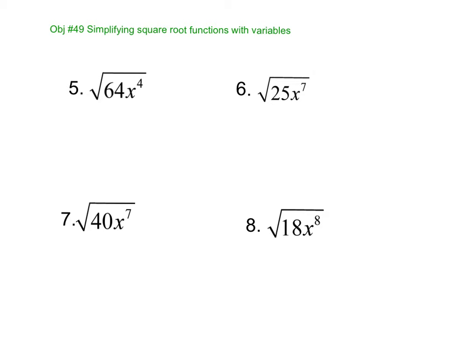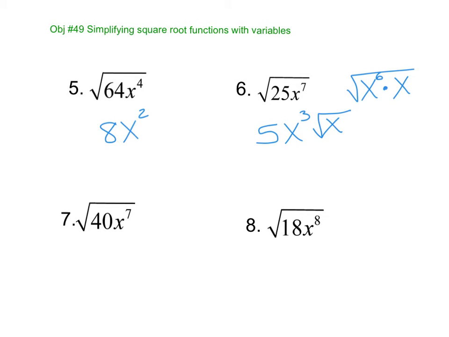All right, so pause the video and try these. So this first one is pretty easy. So 64, the square root of 64 is 8. The square root of x to the 4th, we just divide by 2. It's not the square root of 4. It's 4 divided by 2, even though they're the same number. All right, square root of 25 is 5. So then how are we going to do x to the 7th? So we needed the biggest even number under it. So half of x to the 6th, right? X cubed times x cubed is x to the 6th. And then we have that leftover x on the inside.